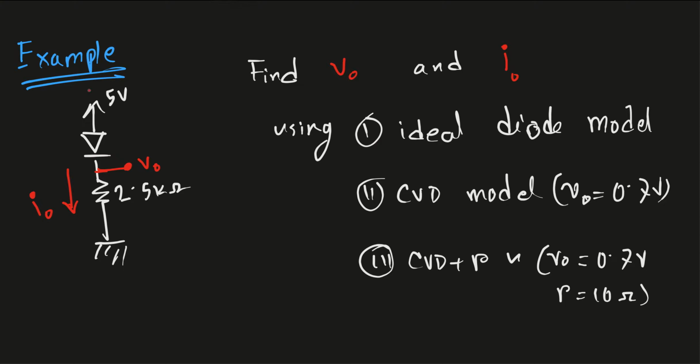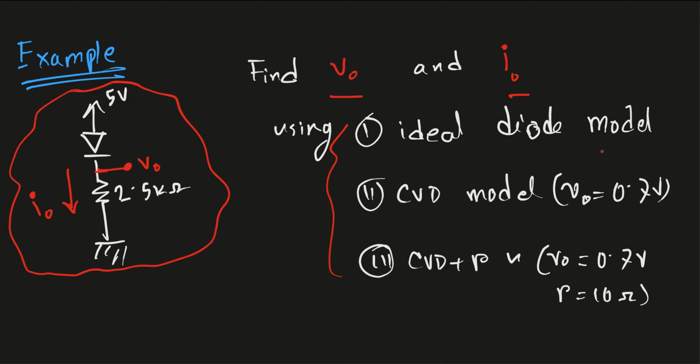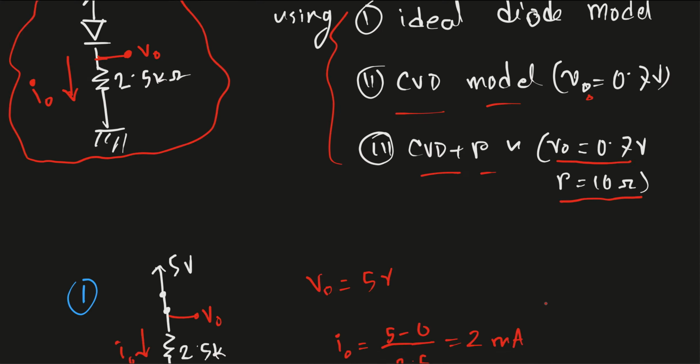So this is the same circuit from the last lecture. A 5-volt voltage source is connected in series with a diode and a resistance. We are asked to find the V0 and I0 using the three models: the ideal diode model, the CVD model, and the CVD plus resistance model. We are given that in the case of the CVD model, the value of VD0 is 0.7 volt, and in the case of the CVD plus resistance model, the value of the voltage source is 0.7 and the value of the resistance is 10 ohm. So let's see them one by one.